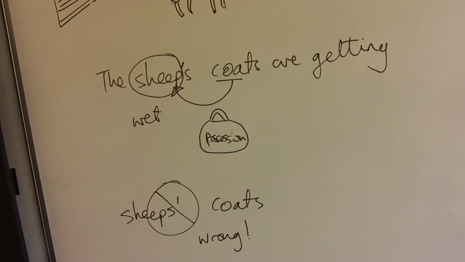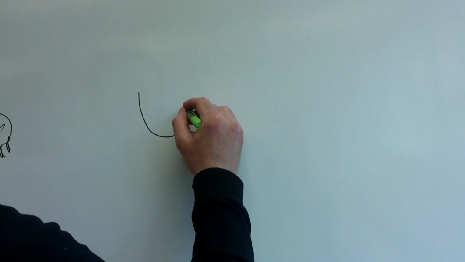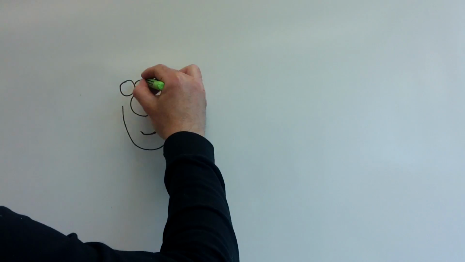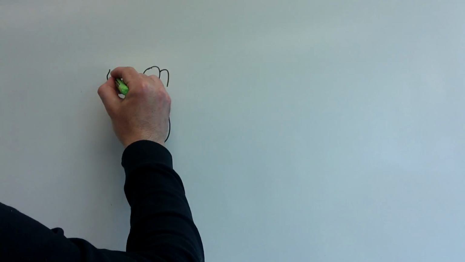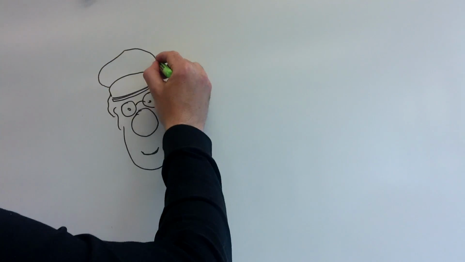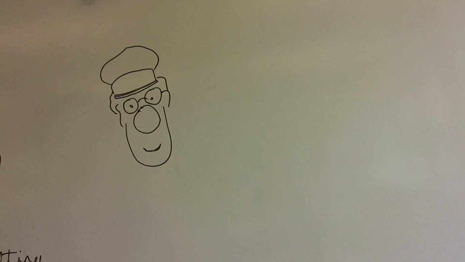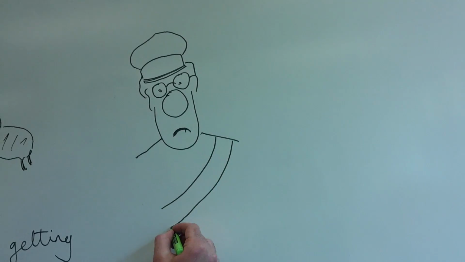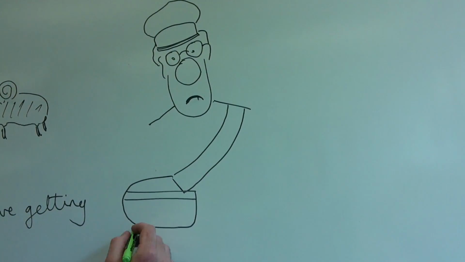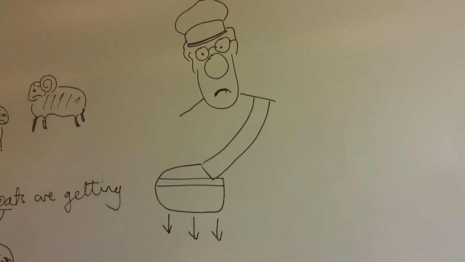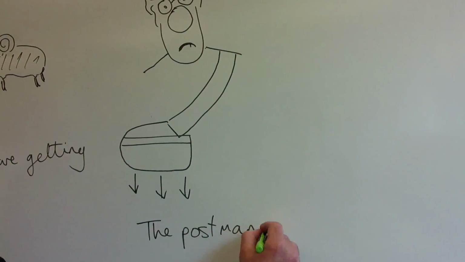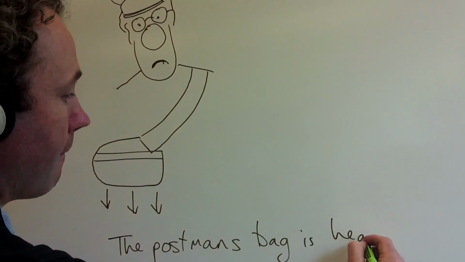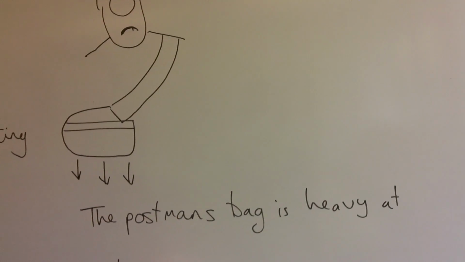Let's look at this with another example. So I have everyone's favourite postman in England. I think he's called Pat. Postman Pat, Postman Pat. Postman Pat hates one particular time of year, which would be Christmas. Why does he hate that time of year? Well, it's simple. He hates it because that's when he has to do most carrying of heavy bags. So we can say the postman's bag is heavy at Christmas.